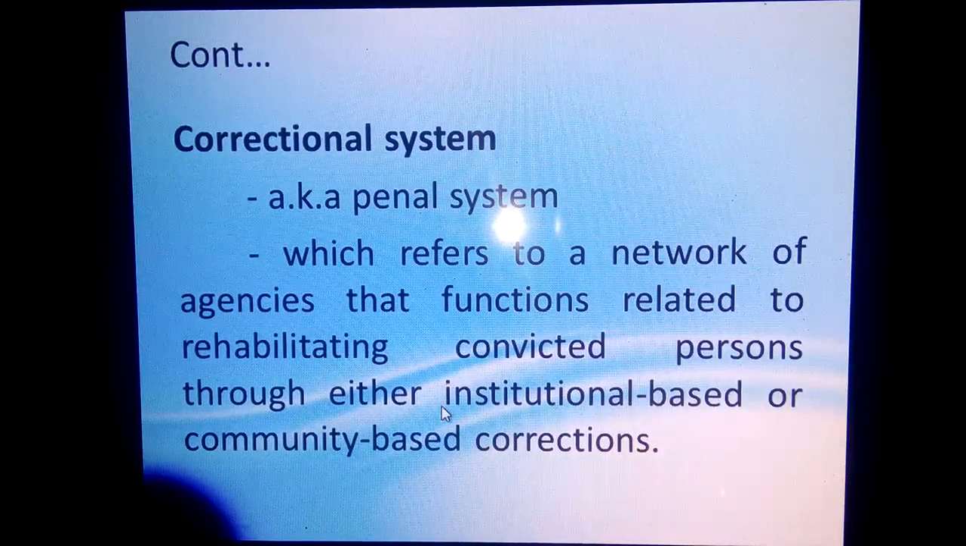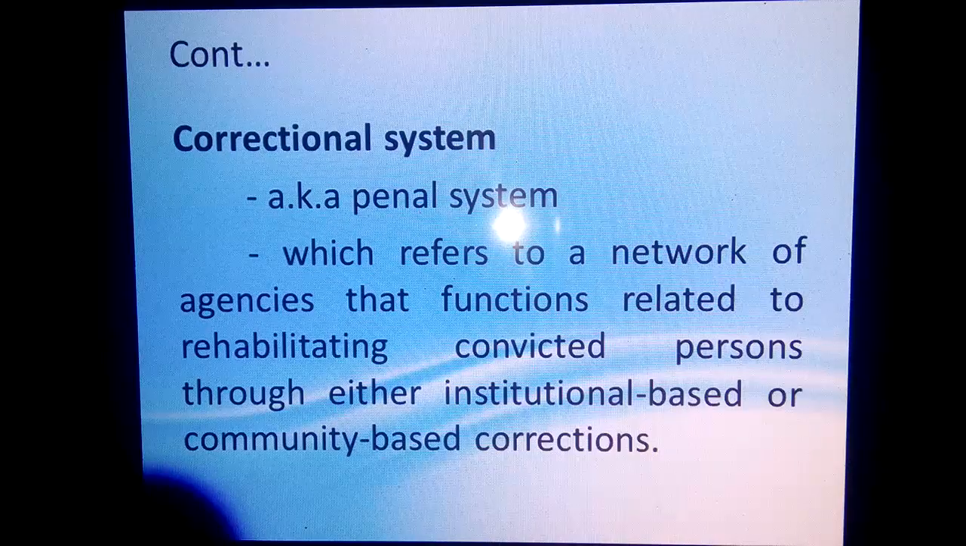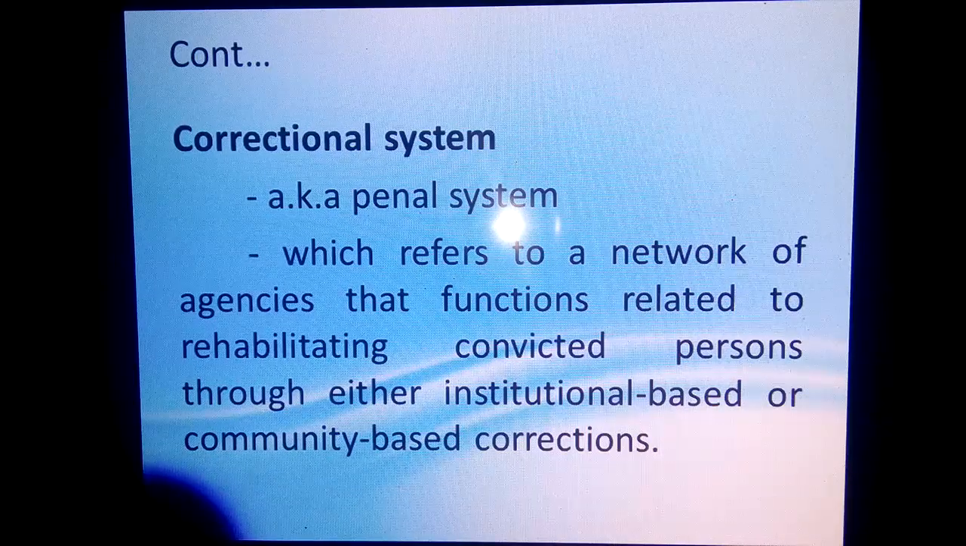Now, what is the difference between institutional-based and community-based corrections? In institutional-based corrections, the persons deprived of liberty serve their sentence while inside the penal institution, or they are serving their sentence inside the correctional facilities.